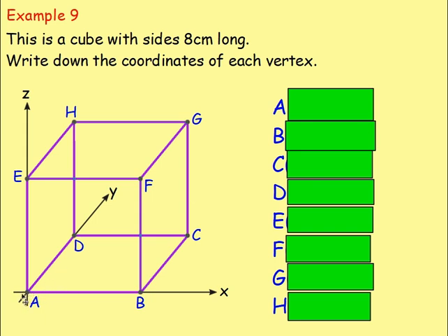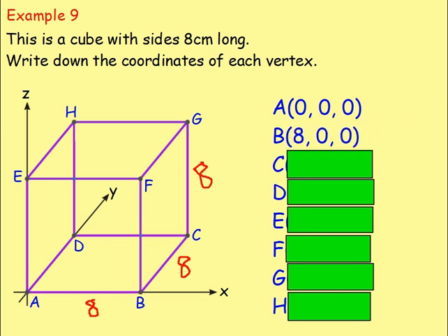So for point A, to go from this point to that point, well, we're already there, so it's going to be 0, 0, 0. For B, because each side is 8 centimeters, every single length is going to be 8 centimeters. So to go from A to B, we're coming along 8 centimeters. We're not going back, we're not going up, so we're just going to have 8, 0, 0.